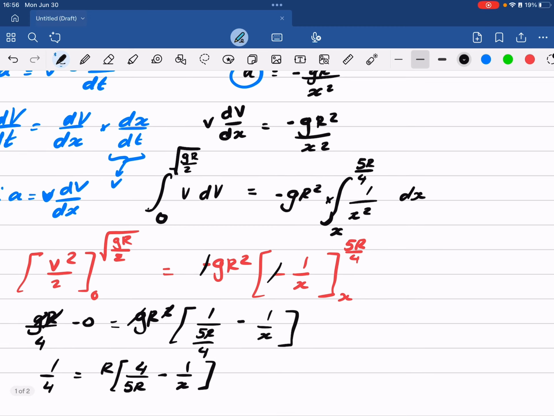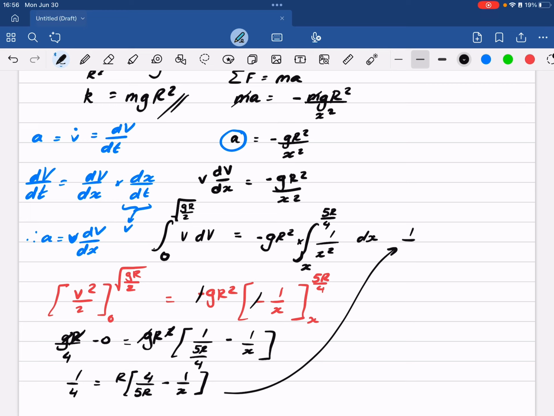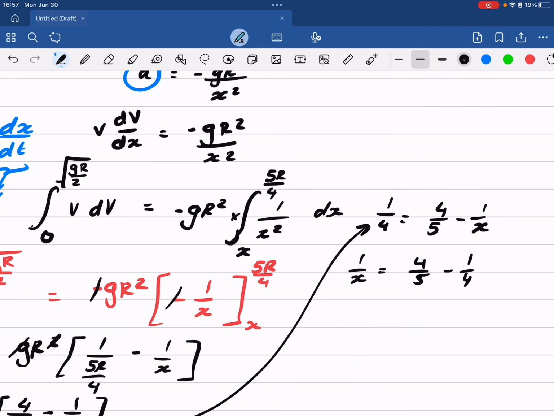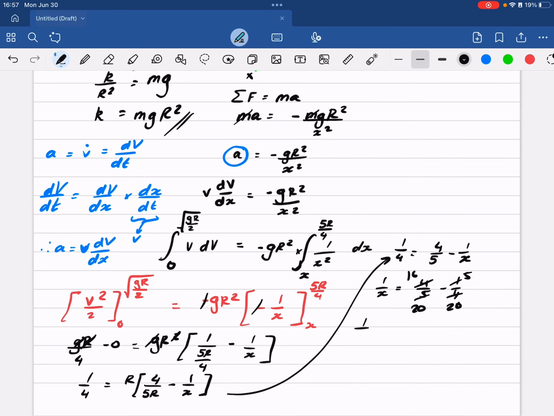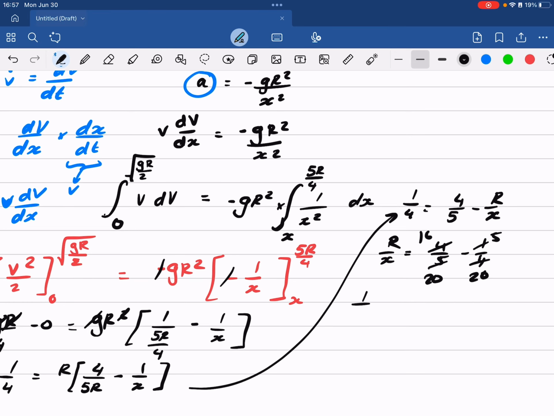So now if I expand the brackets, I'm just going to do it from the side over here. I can say that 1 over 4 is equal to 4 over 5 minus 1 over x. Take 1 over x to this side, it is equal to 4 over 5 take away a quarter. I don't have a calculator, so I'm just going to make a common denominator of 20. So 1 over x. Oops, sorry. There's also meant to be an r over here. It's r over x, because you're multiplying r by 1 over x. Yeah, my bad. So r over x is equal to 16 minus 5 over 20, which is 11 over 20.